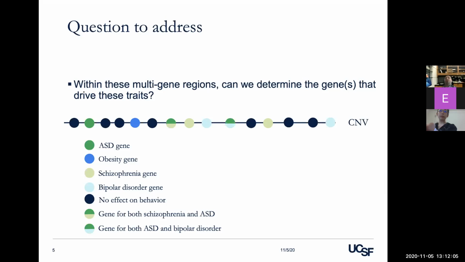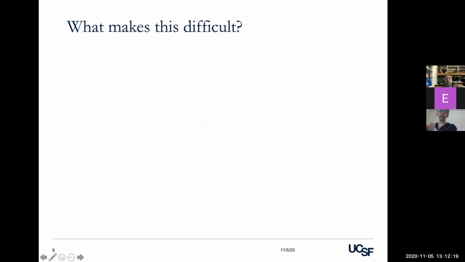So assign which is a gene that leads to autism, which gene to bipolar disorder, which genes might drive both, and which genes might drive neither. So why is this kind of a difficult problem?